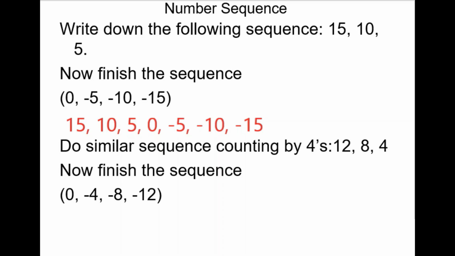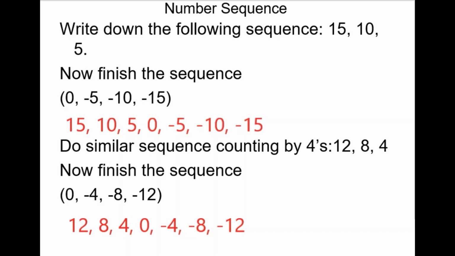Okay. Now down here, I've got another example of a sequence. It says, do a similar sequence counting by fours. So we're starting with 12, and then we'll end with -12. So we've got 12, 8, 4, and then now we'll finish the sequence with 0, -4, -8, and -12.